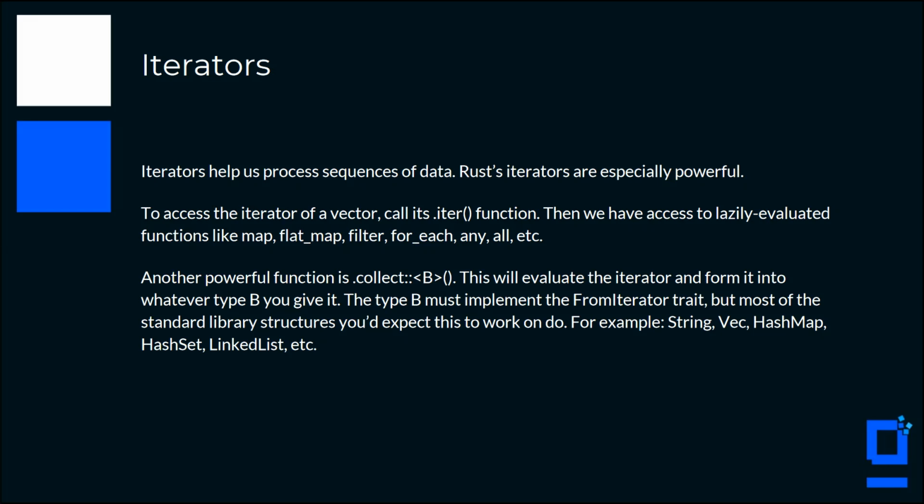I really like how they've been implemented, and you have all these familiar functions like map, flat map, filter, for each, any, all, etc. One of the ones I really like that we will be using in this video is called collect. Imagine you have a vector of the numbers 1 through 10. You create the iterator by calling iter on it, and then you can use all these functions. Maybe you want to filter out all the odd numbers so you only have the even ones left, then map each of those to its square, and then collect them all into maybe a hash set. Then you would use the collect function and give it whatever type in the angle brackets, and it will convert that iterator, that sequence of data, into whatever other data structure you want.